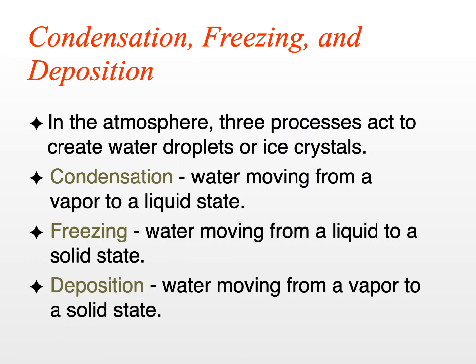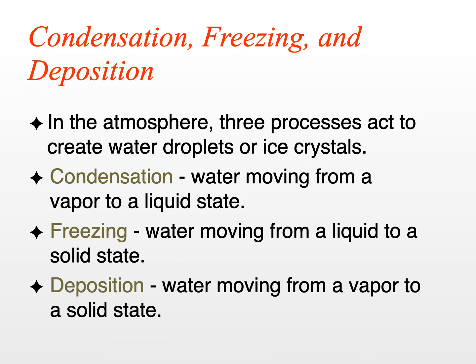Now, water vapor in the atmosphere does condense out or freeze out. So let's describe those processes. There are three processes that create water droplets and ice crystals. And of course, water droplets and ice crystals are the basis of clouds and the basis of precipitation.